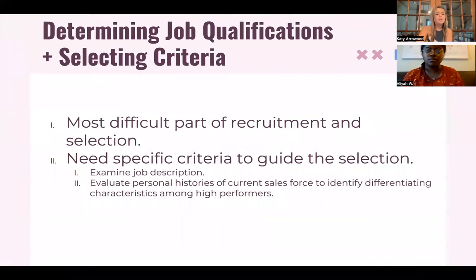So now we're going to be discussing determining job qualifications and selecting criteria. Determining the qualifications a prospective employee should have to perform a given sales job is the most difficult part of the recruitment and selection process. So the sales manager, perhaps with assistance from workforce planning specialists or vocational psychologists, should consider the relative importance of all the personal traits and characteristics of this future employee already discussed. These include physical attributes, mental abilities, and experience, as well as personality traits.